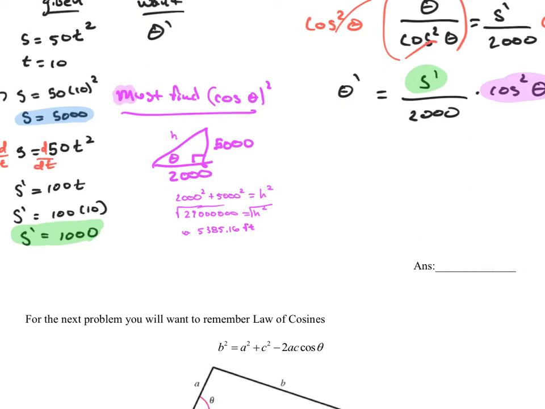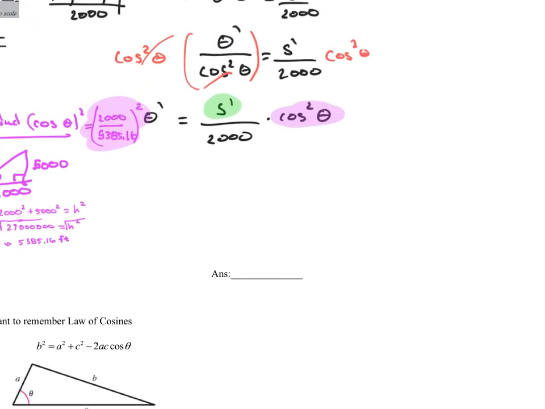Now that I found out what h is, I know that cosine of theta has to be the adjacent, which is 2000, over the hypotenuse, which is that number that I just found, 5385.16, but then I would take that number and square it. So I take that value right there, 2000 over 5385.16, I square it, and I plug it in over there into my equation.